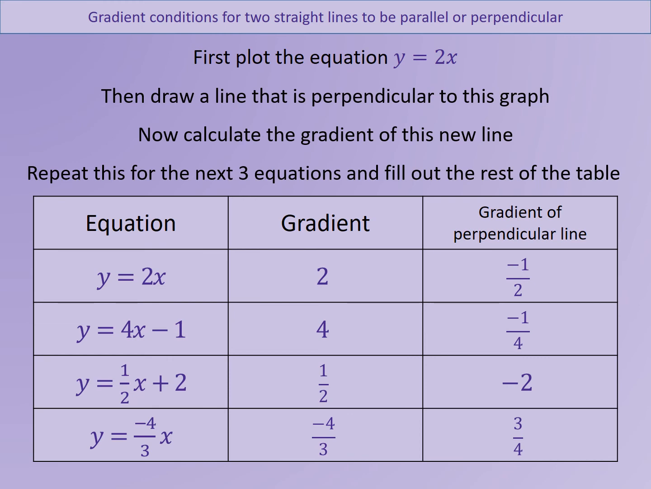So this gradient of 2 that we had at the very start, well, 2 can be written as 2/1. Any integer, any whole number can be written as a fraction by making it over 1. So 2/1 has become 1/2, 4/1 has become 1/4, 1/2 has become 2/1, and 4/3 has become 3/4. So the gradient of the original line and the gradient of the perpendicular line are known as negative reciprocals.